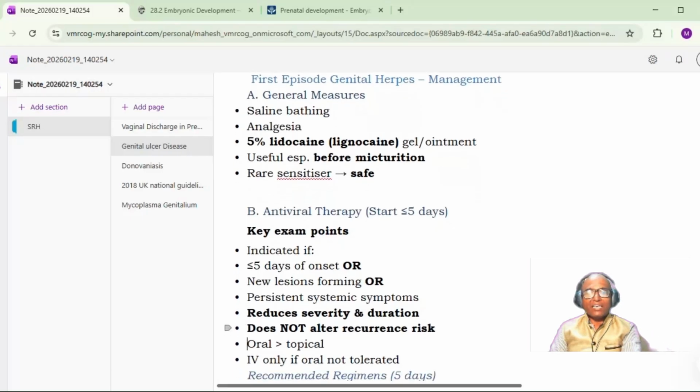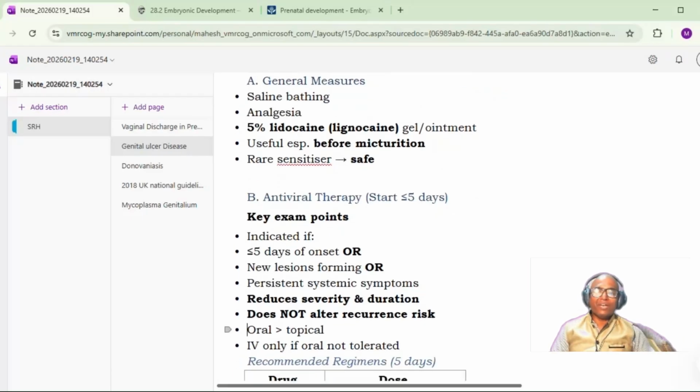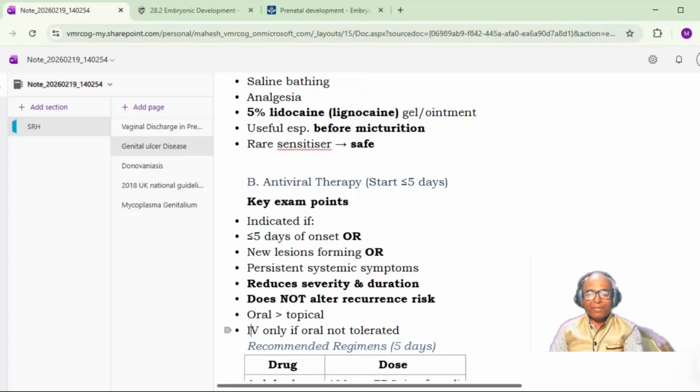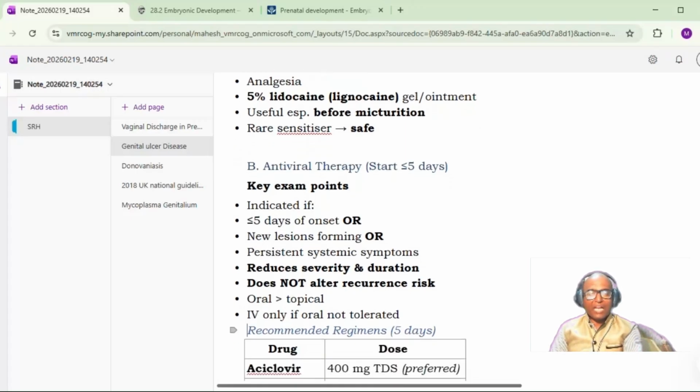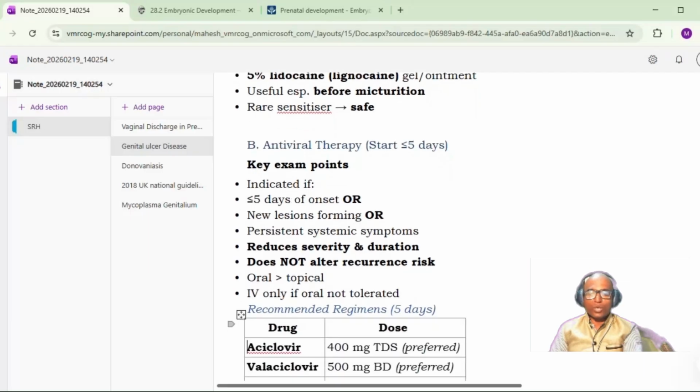Then antiviral treatment, you have to start within the first 5 days. When there is an acute presentation, you will start in the first 5 days. So it is indicated if the onset is within less than or equal to 5 days, if there are new lesions which are forming, and if there are persistent systemic symptoms. It will reduce the severity and duration. It does not alter the recurrence risk. The oral treatment will be favored over the topical treatment. IV is given only when the oral is not tolerated.